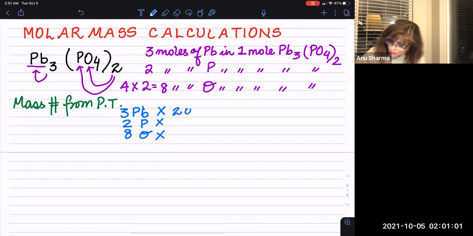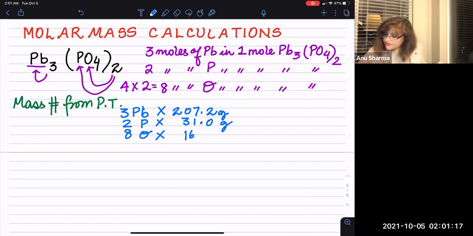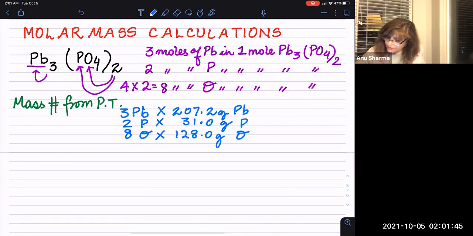So 207.2. Phosphorus is 30.97. So this becomes 31.0. So these are grams now. And then oxygen is 16 times 8. So 16 times 8 is 128.0 grams. So that's coming from lead, that's coming from phosphorus, and this one's coming from oxygen.